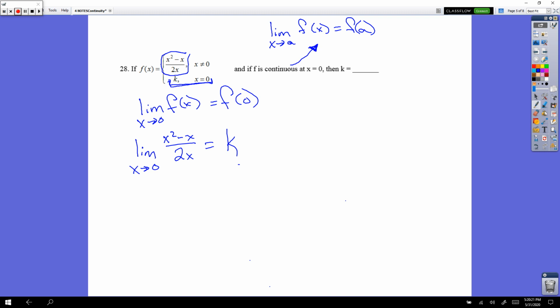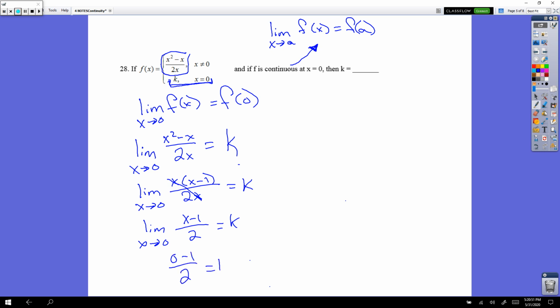In this case, we have x squared, so I want to think about factoring that numerator. I notice that I can take out an x. Okay, so the x's would cancel. I would have the limit as x approaches 0 of (x minus 1) all over 2. That's going to equal k. Now I can plug in 0. So I'd have (0 minus 1) all over 2 equals k. So that means k equals negative 1/2.